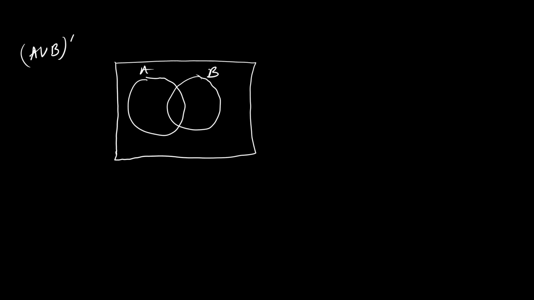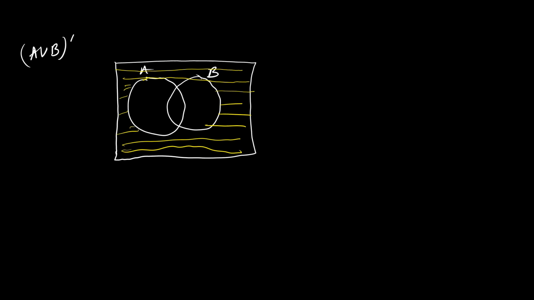Now, these are the sets that represent A union B: all the elements that fall inside of these two circles. So these are A union B, as you saw in the previous slide. Now, if you are looking for A union B complement, then that will be all the elements that fall outside of these two circles. So the elements outside these two circles represent A union B complement.